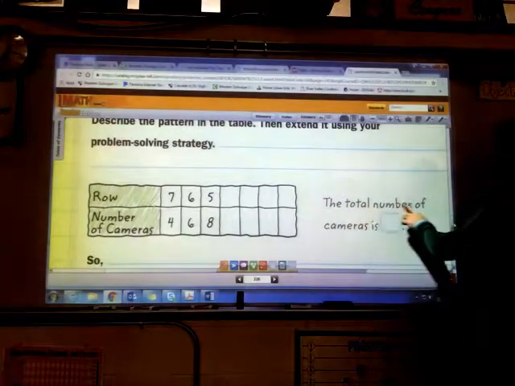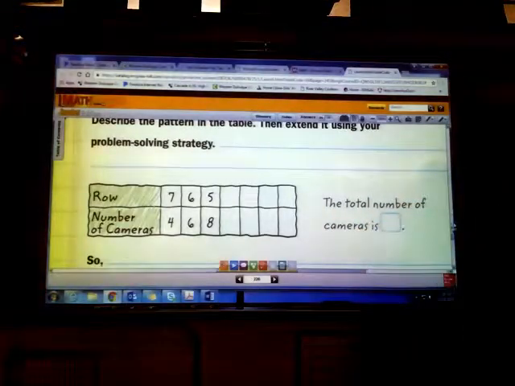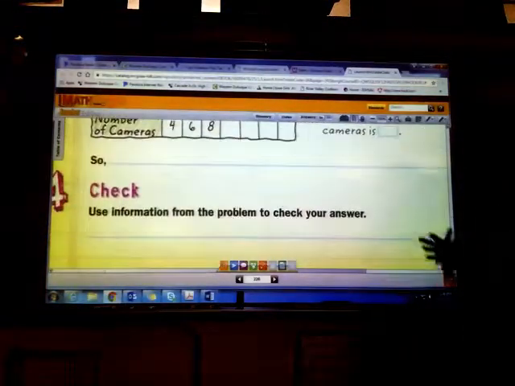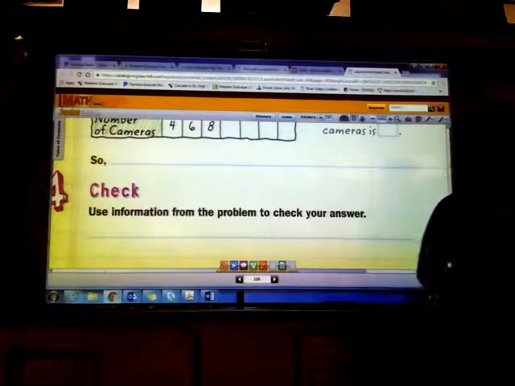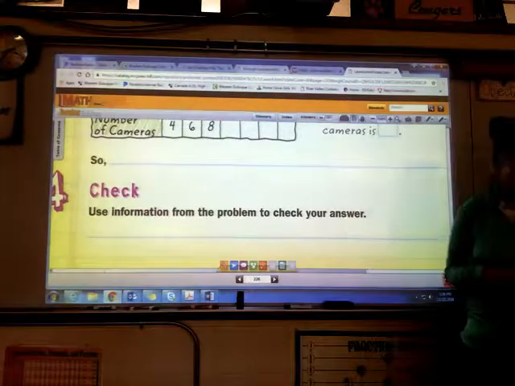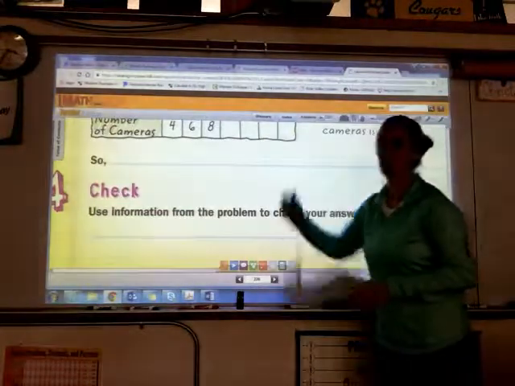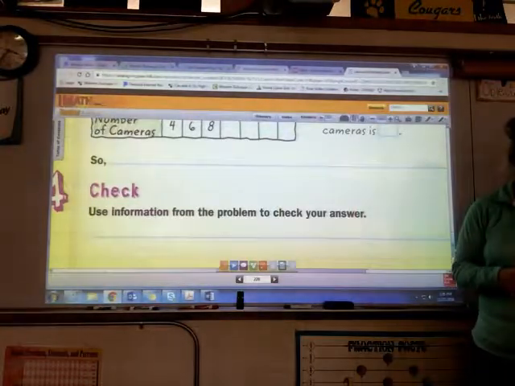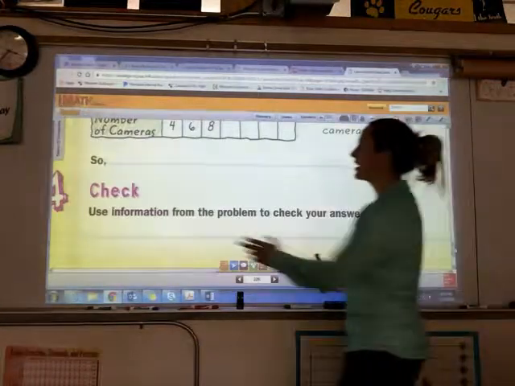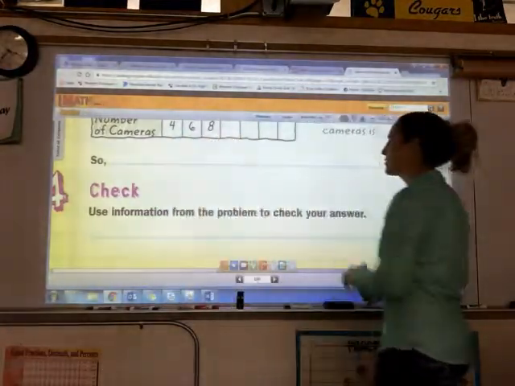Then we're looking at the total number of cameras, and in your book you should be able to fill that in. So therefore, when we're going back to look at the whole question, the total number of cameras in the display, as you work this out and fill out your table, should be 70. Again, we're looking at total, so we would have to go back and add those up.